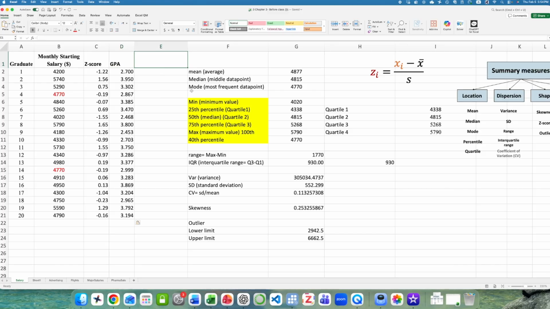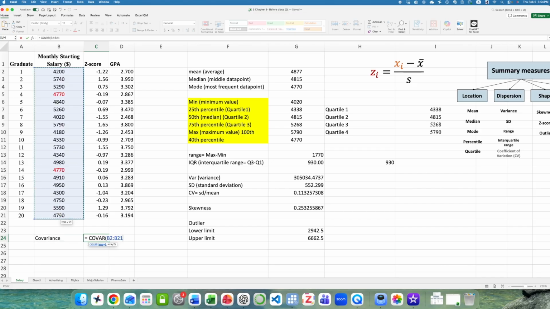So how do we calculate the covariance of these two variables? Covariance is one number. You can calculate it using the covar function. You give the first array, which is monthly salary, and the second variable. Click Enter. You can see that the covariance of monthly salary and GPA is highly positive. It means that these two variables are moving in the same direction. If GPA increases, then the monthly salary also increases.